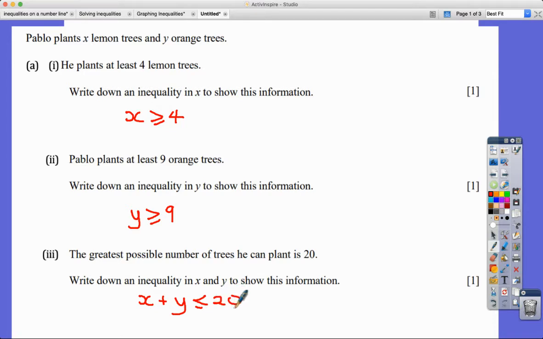Okay, so these are the first 3 marks of this question out of a possible 13 marks for this question in total. So it starts off pretty straightforward, I hope you agree. Okay, so that was part A done.